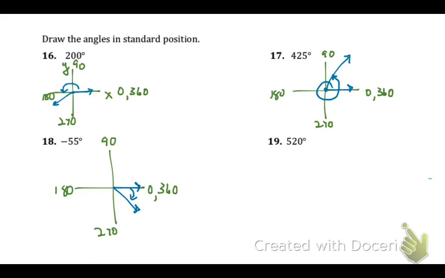And then in number 19, again, we have more than one rotation. So we know our quadrants, and that is going to rotate all the way around and then into the second quadrant for 520 degrees.